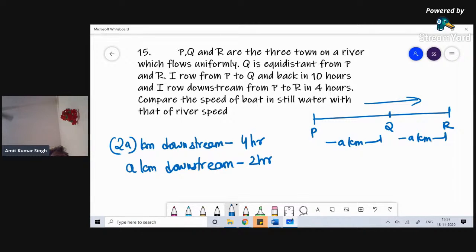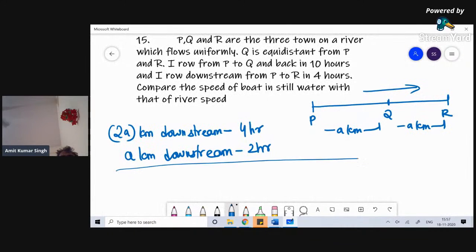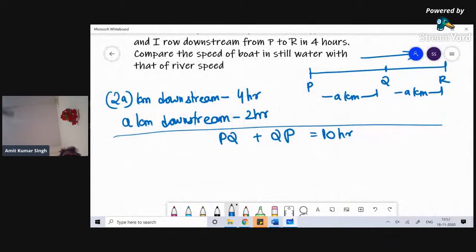It is written that I row from P to Q and back in 10 hours. P to Q is downstream, and then Q to P is upstream. A kilometer downstream plus a kilometer upstream, you took a total of 10 hours, and you know that P to Q downstream will take 2 hours. So Q to P upstream you will take 8 hours.